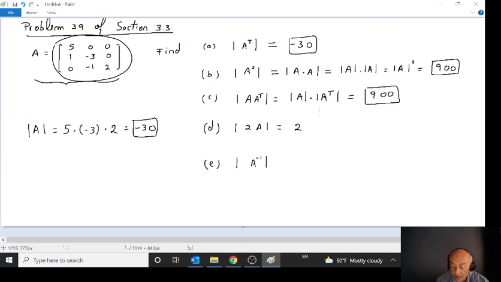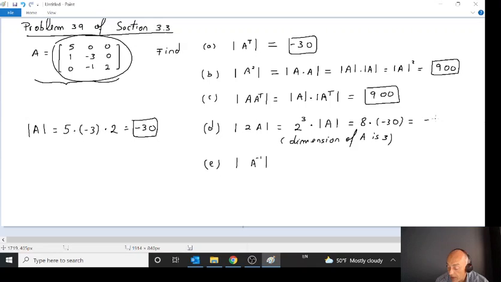going to be 2 to the n, where n is the dimension of the matrix A, which is 3. So that's why we have here 2 cubed, again, because the dimension of A is 3. We have a 2 cubed times the determinant of A, and that's going to be 8 times the determinant of A, which is negative 30, so this is going to be negative 240. That is the answer for part D.